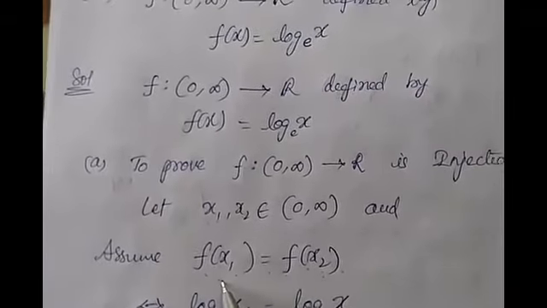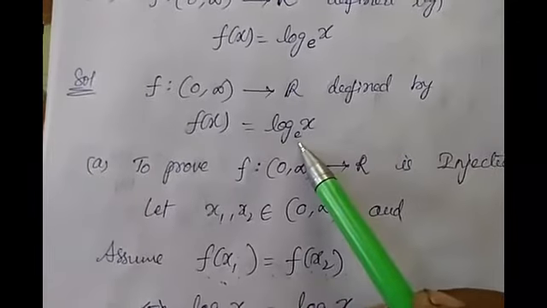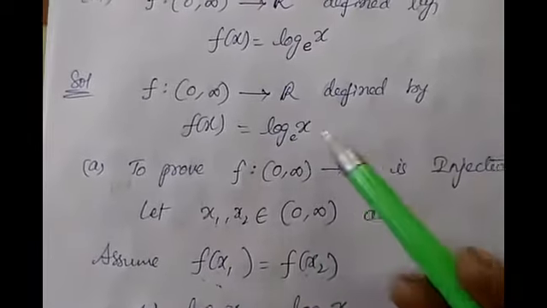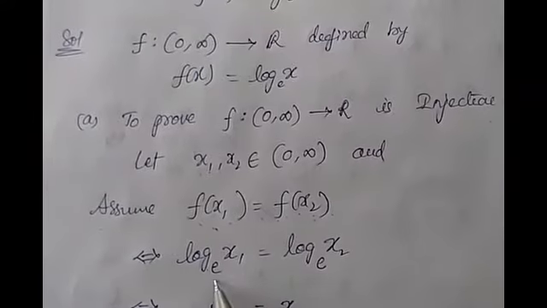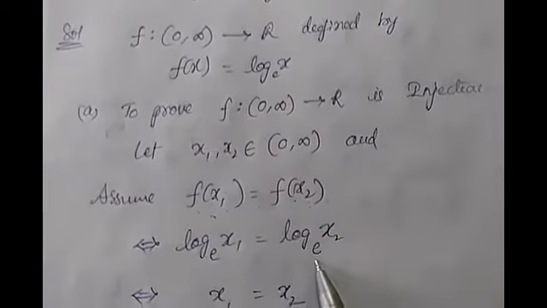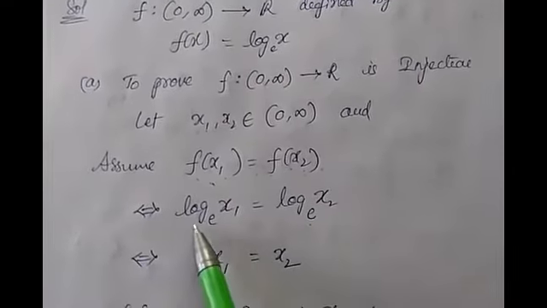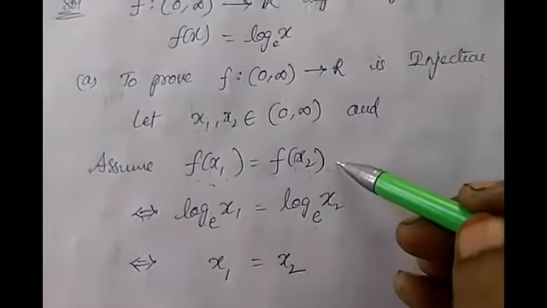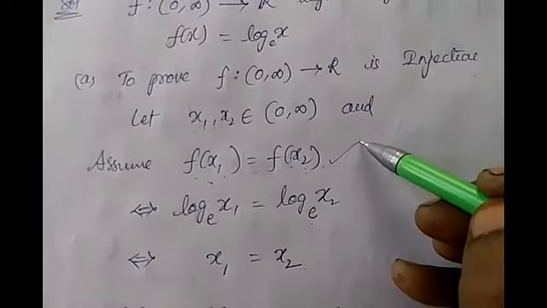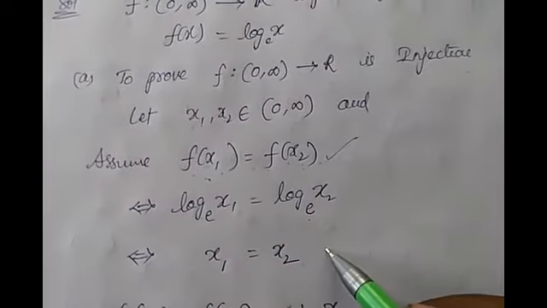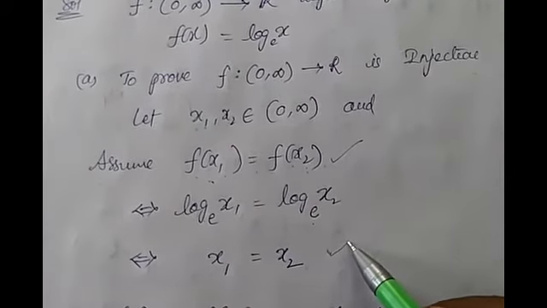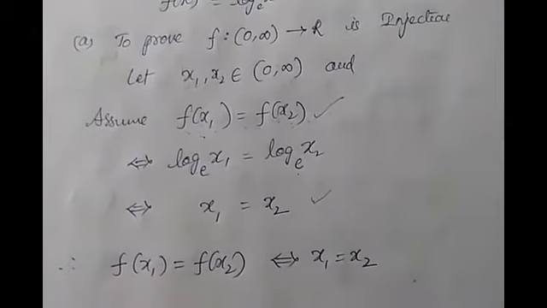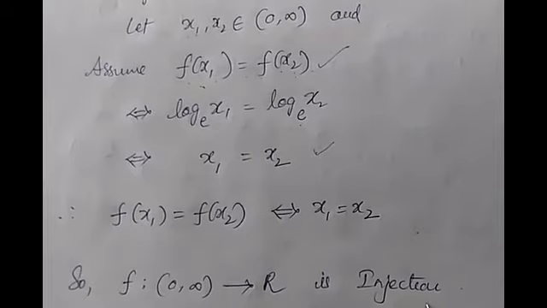What is the given function? F of x is equal to log x base e. So substitute the x1 value in this, then you get log x1 base e is equal to log x2 base e. Taking the antilogarithm on both sides, you get x1 is equal to x2. You have taken images equal for two elements and got that those two elements are equal. So by the definition of a one-one function, you conclude that the given function is an injection.